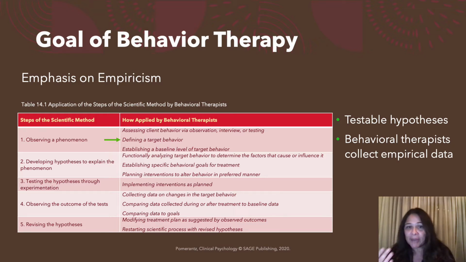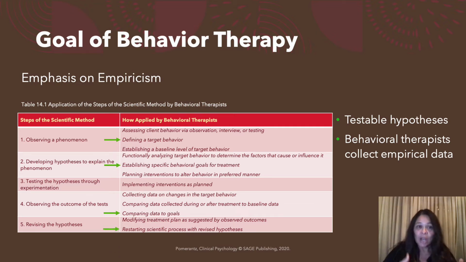Once you do that, you develop a hypothesis, and you must have a testable hypothesis. Within a hypothesis that helps to explain the phenomenon, you establish a specific behavioral goal for treatment. So once you've identified the target problem, you're going to hypothesize and identify a goal that you can test to see whether or not it will work effectively in treatment. Then, of course, after you test the hypothesis, you can observe the outcome of the test. For instance, comparing the data that you received from the interventions and treatment to the actual goals. Did the outcomes work in relation to the treatment goals that were designed around the target behaviors?